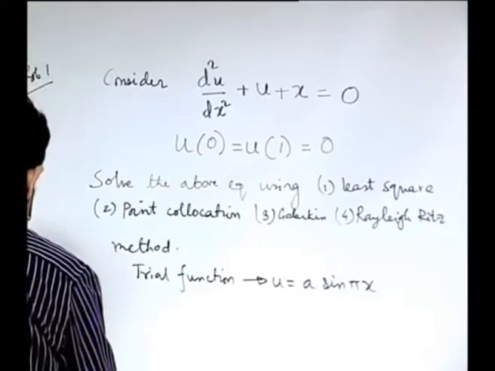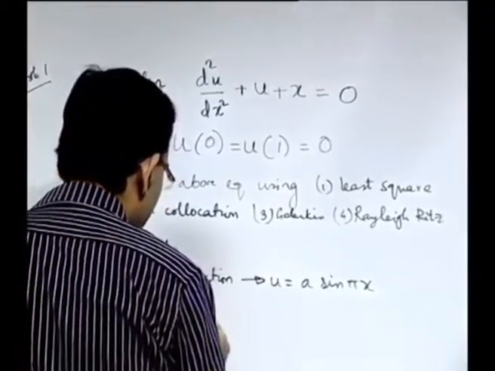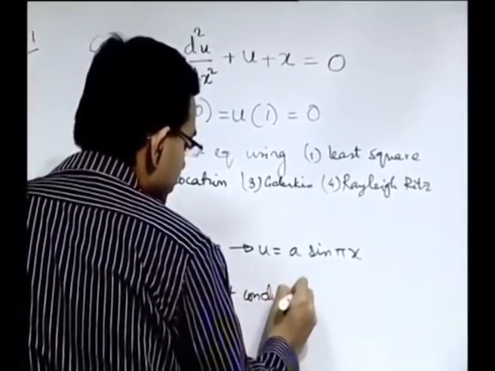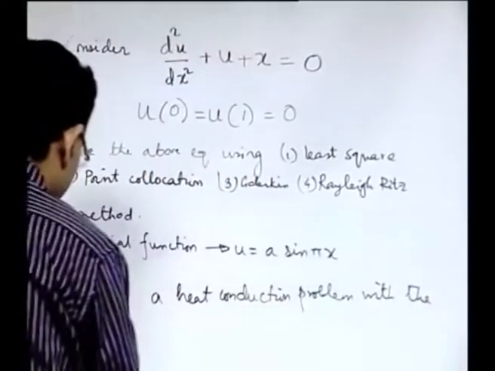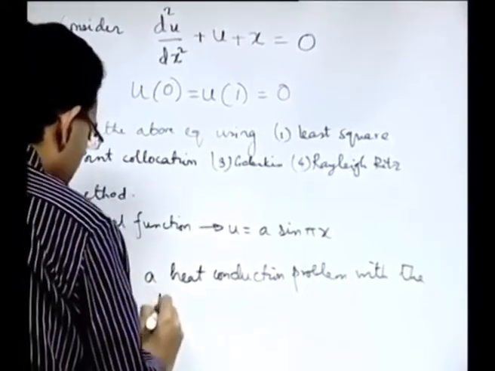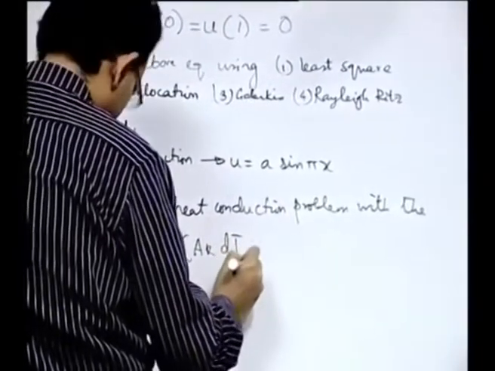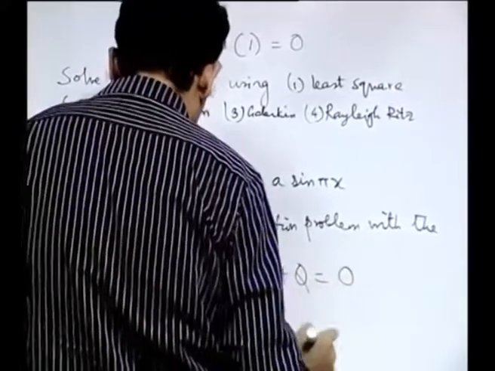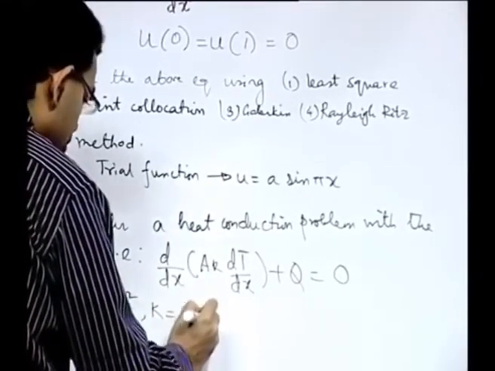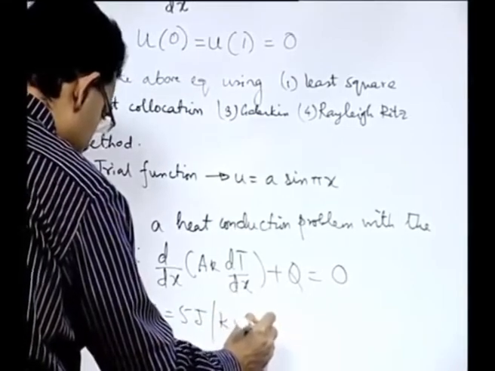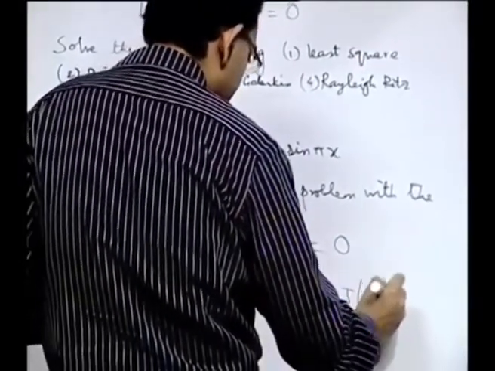Second problem: consider a heat conduction problem with the following governing differential equation: d/dx of A k dT/dx plus Q equal to 0, where A is equal to 10 meter square, k is equal to 5 joule per Kelvin meter second, Q equal to 100 joule per second meter.